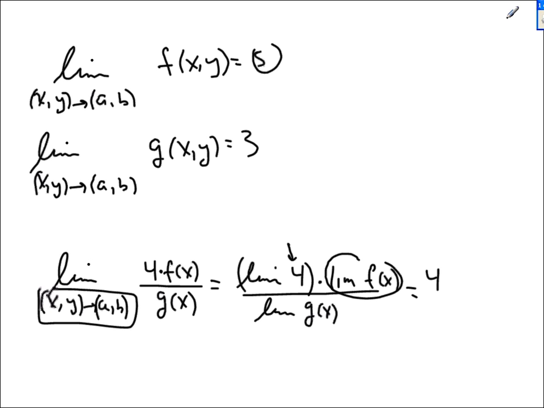This limit, they outright told me on top it equals 5. Oops. One major mistake. It should be 2 variables. Sorry. It should be f of x comma y, g of x comma y. We were told that this limit was 5. And we were told that this bottom limit is 3. So there is the answer. 20/3. Done.